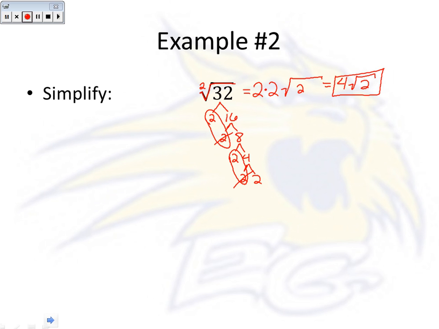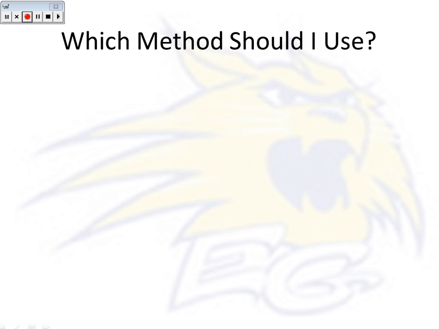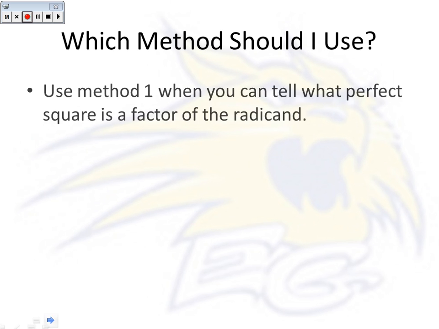Alright, so let's reiterate when to use each method. So method 1 is quick and painless as long as you know what perfect square goes into the radicand. The flaws of that one, though, once again, is it doesn't really work that well for larger indexes. Okay, and larger numbers in the radicand.